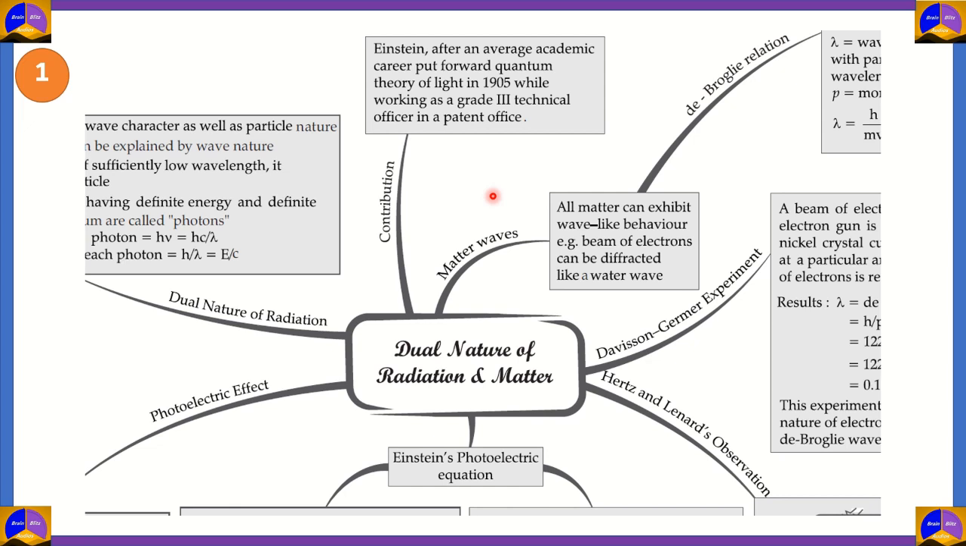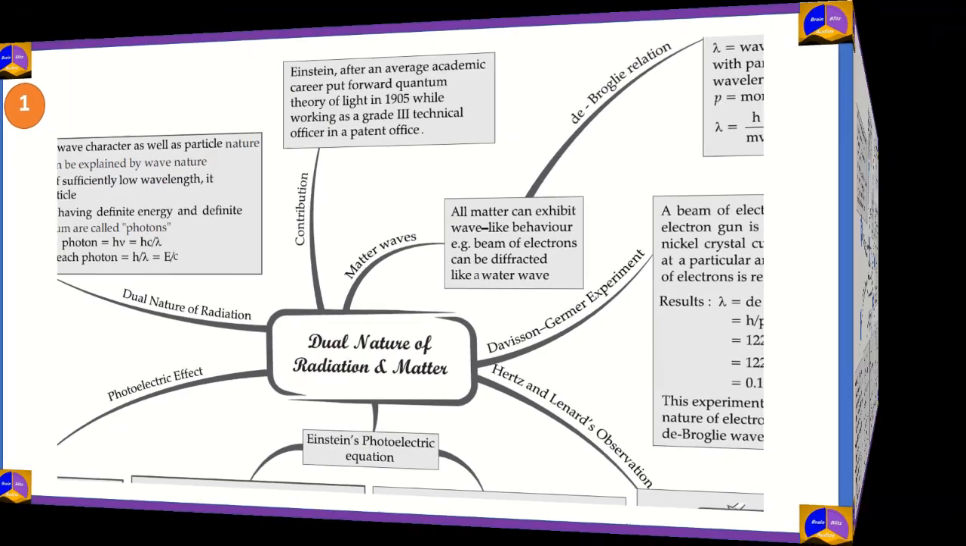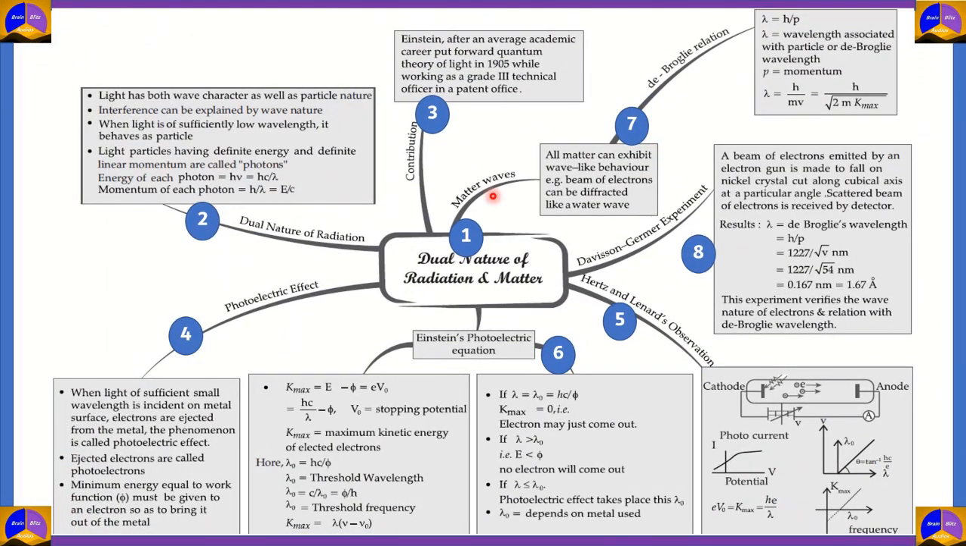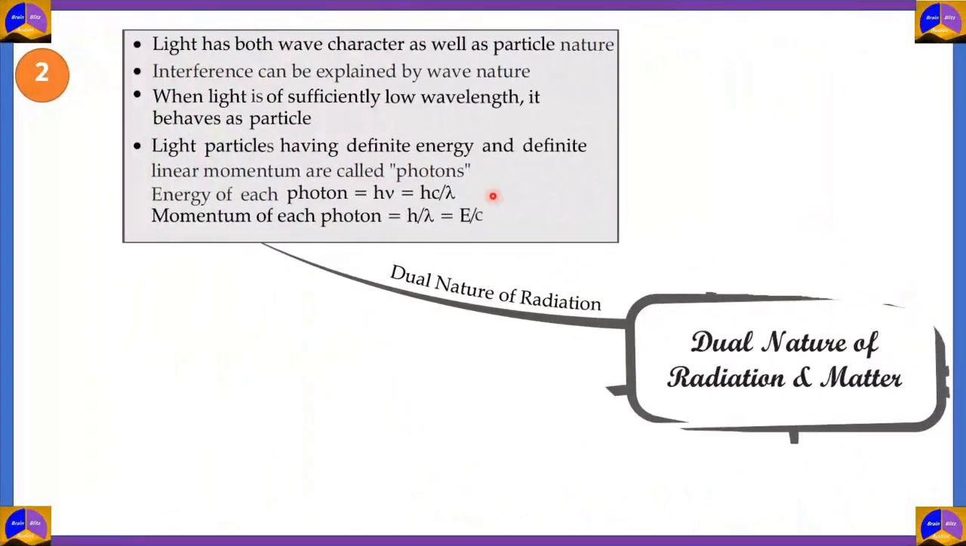Then we'll be looking at the photoelectric effect, the observations, and also the equation for the photoelectric effect. Then in the end we'll be looking at matter waves, de Broglie's relation, and an experiment that proves de Broglie's relation. So without further ado, let's look at the dual nature of radiation.